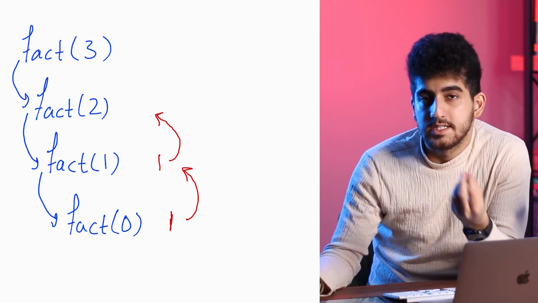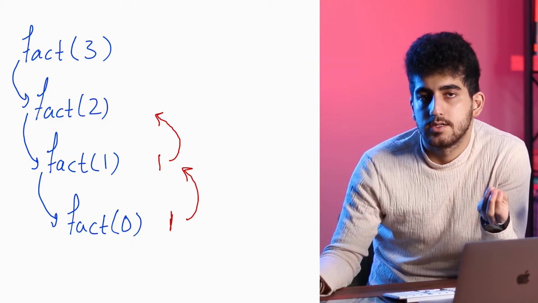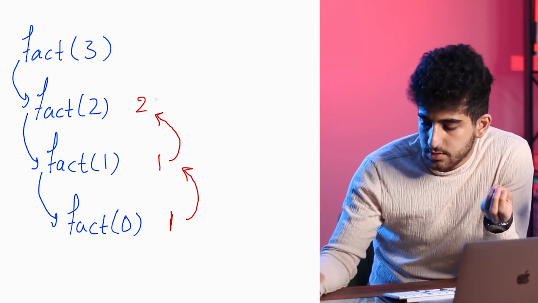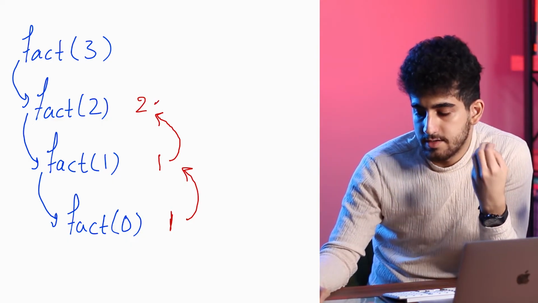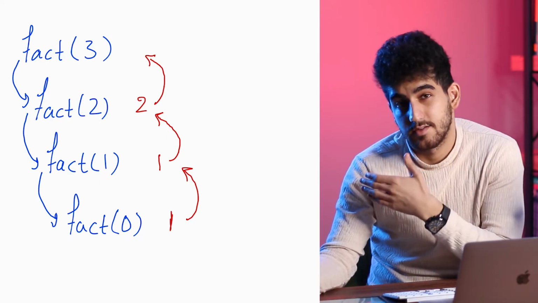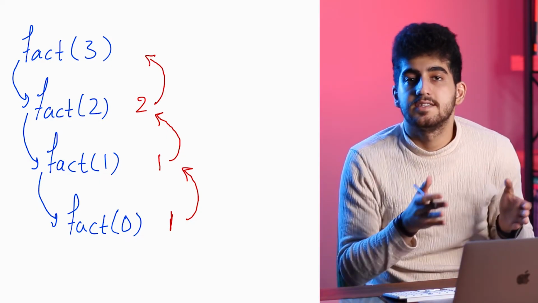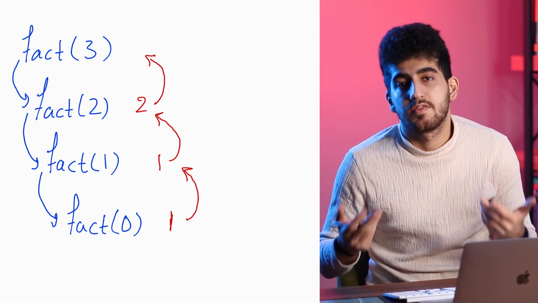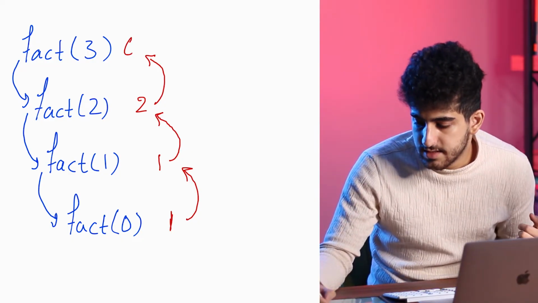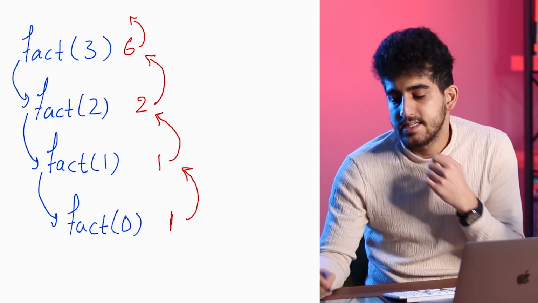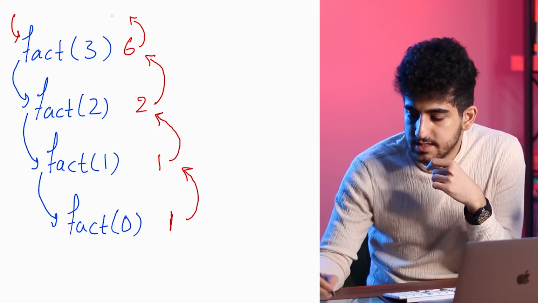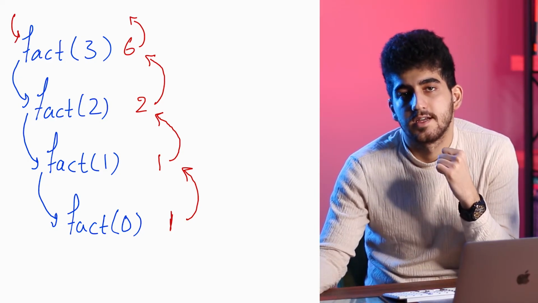Then 2 receives 1 and multiplies it by 2, so it will return 2. And return 2 to factorial of 3. And it receives 2 and multiplies it by 3. Therefore, it returns 6. And this is how, by calling this function, we will get number 6.